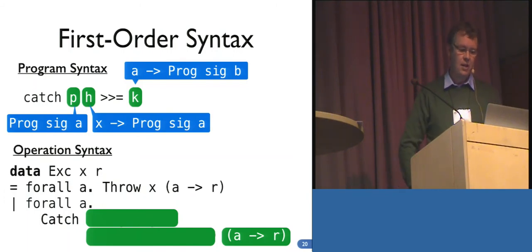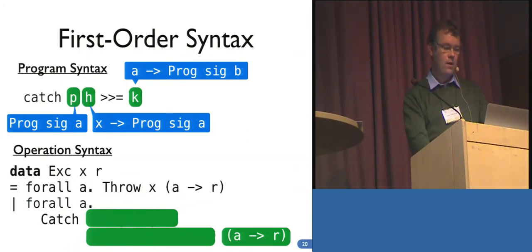And then P and H, here are their types. So they're also not simple values, they're also computations in this free monad. They don't return a value of type B, but they return an intermediate value of type A that's going to be passed on to the continuation.